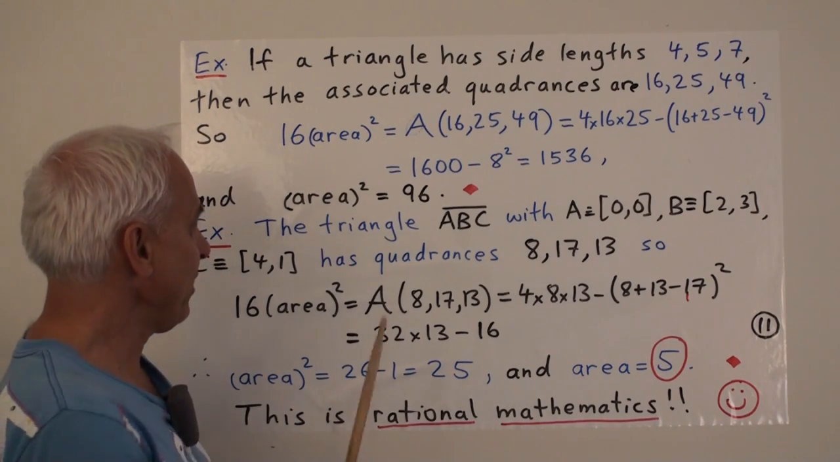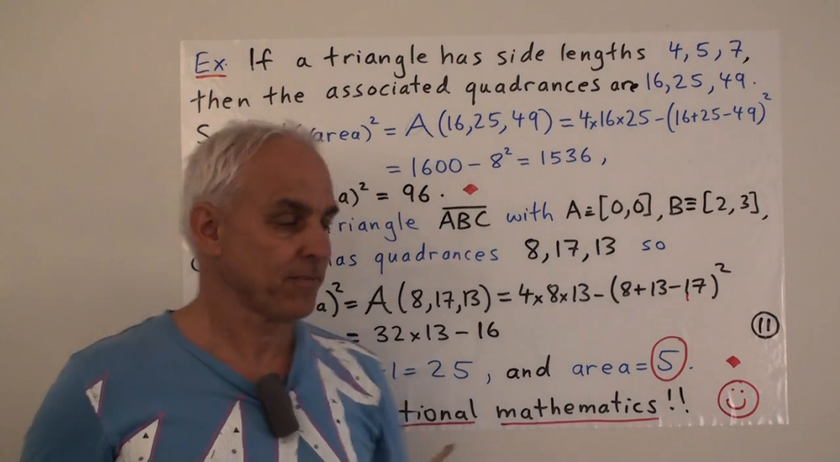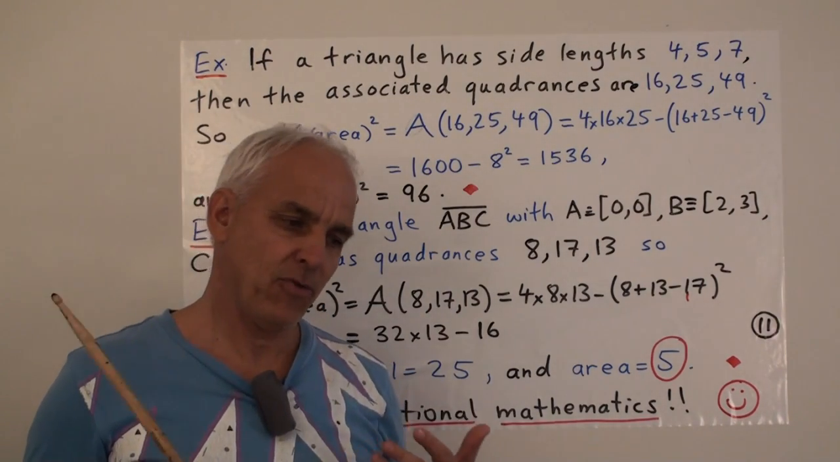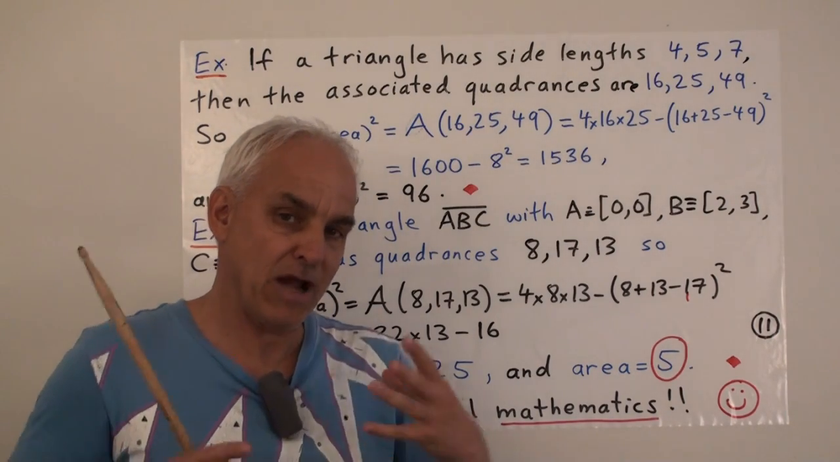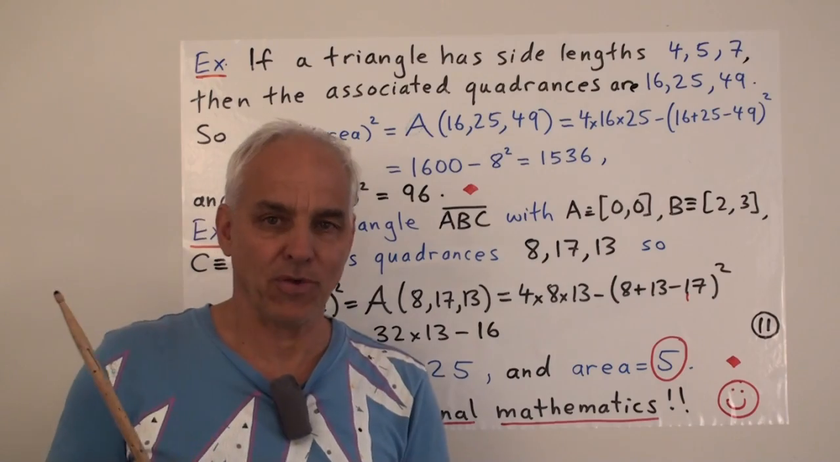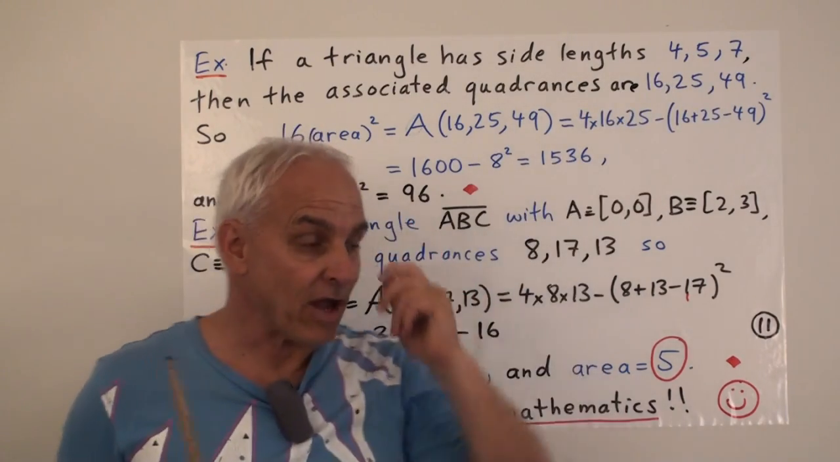I remind you that the area was then the square root of this, which was 4 times square root of 6. But we see also that really rationally it's the square of the area that is more natural than the area itself when you have a triangle given in terms of side lengths.